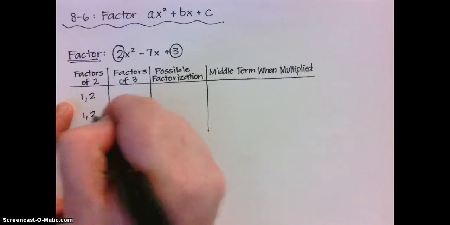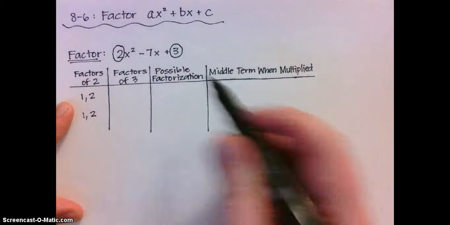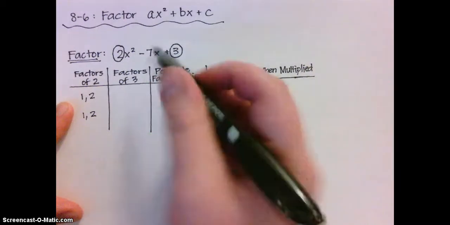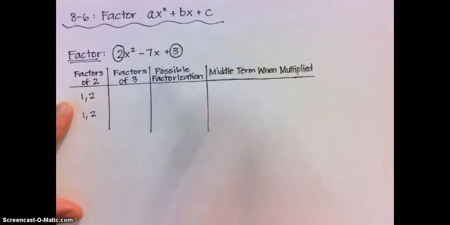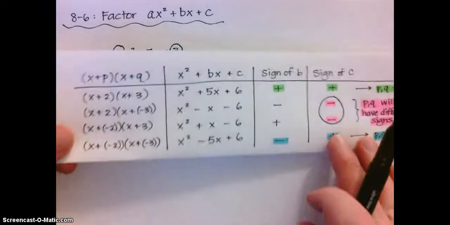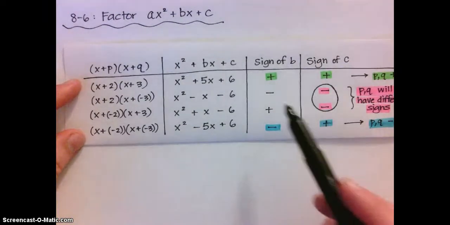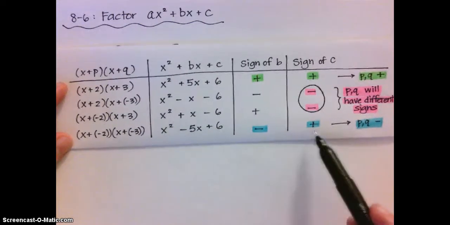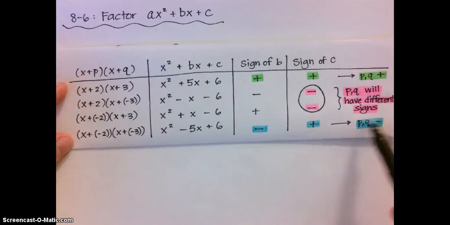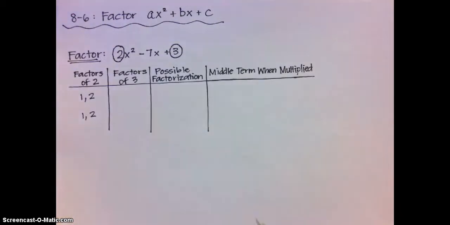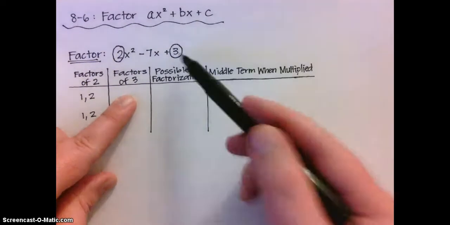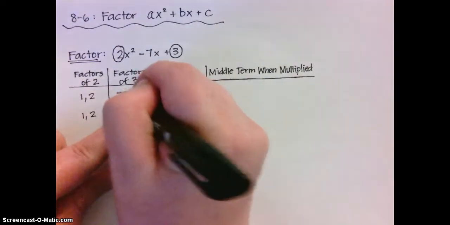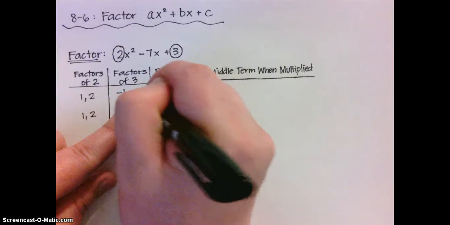And I'm just going to put that twice and you'll see why. For the factors of 3, because I have a negative for my b and a positive for my c, I'm going to go back to that chart that I had yesterday, where I'm looking for a negative and a positive, and I find that here in the bottom row, a negative and a positive, which is going to tell me that both the p and the q will be negative numbers. So I'm only looking for negative numbers that when you multiply them, you're going to get 3. So we can have negative 1 and negative 3.